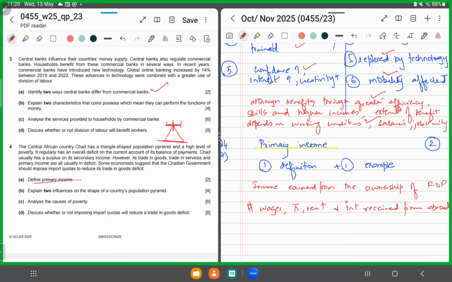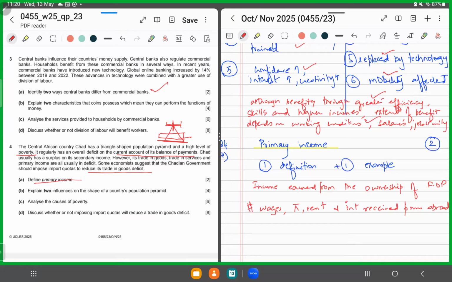So there is a high amount of young population, and even in the middle, maybe there's an influx of people. Maybe immigration is more. So the young population is more, and as you go up the age spiral, it narrows down. So this means there are fewer elderly and more younger population. So this is how the Chad government is. It has high poverty, a high young population, and consistently a deficit in its BOP. And economists believe that it should impose quotas to reduce this deficit.